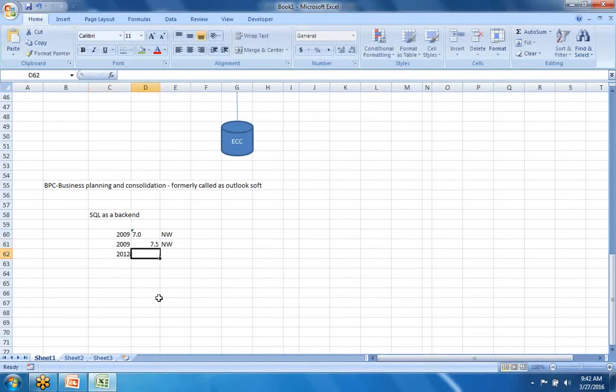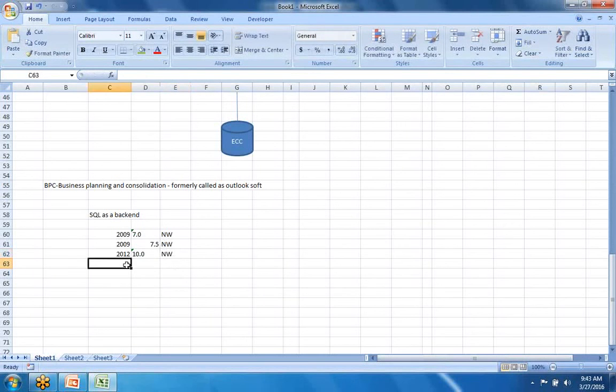Then in 2012, a major revamping in the technology, in the architecture of BPC, took place. Up to 7.0 and 7.5, there were several .NET layers through which the data had to pass, so that was causing a performance issue. Those .NET layers have been removed, and a new architecture was positioned in version 10.0. So the major revamping in the architecture of BPC took place, and in 2012, 10.0 NetWeaver was brought.